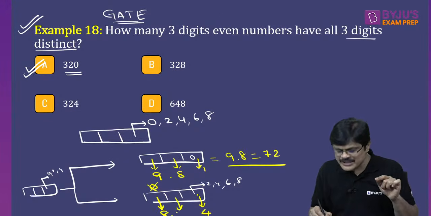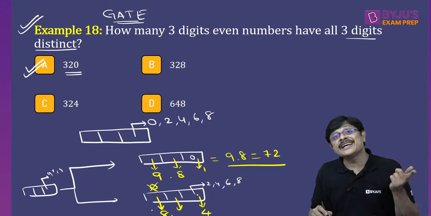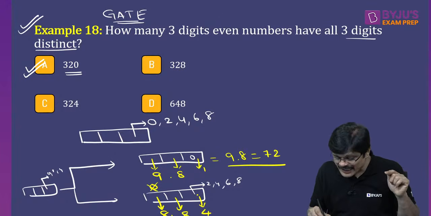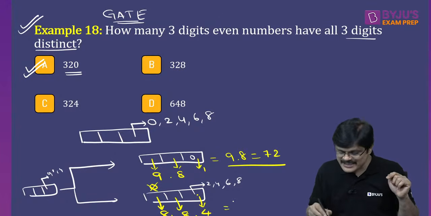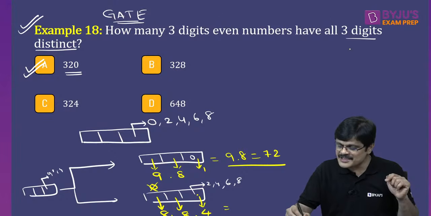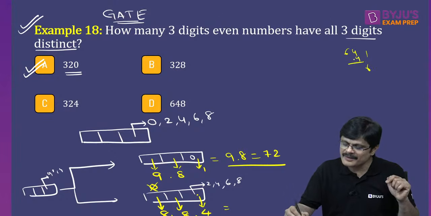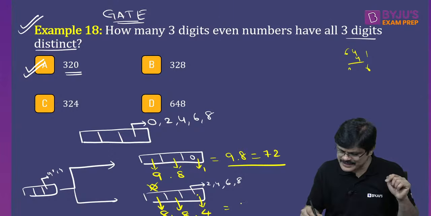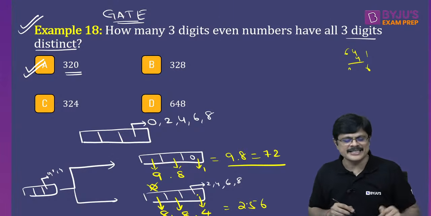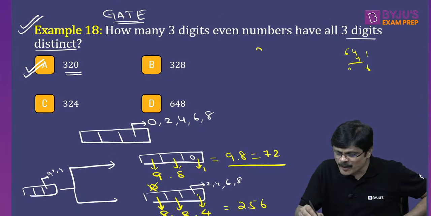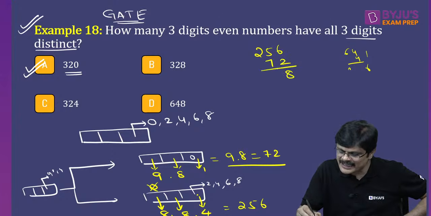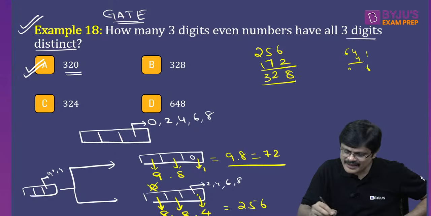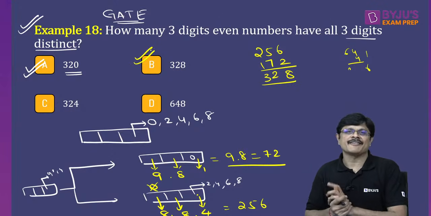Now here how many choices are we having? 7, but here 0 can come. So 7 plus 1, 8 choices. So how many ways can this happen, sir? 64 into 4, 256. This can happen in 256 ways. So the answer for this problem would be 256 plus 72, that is 328. 328 is the answer, my dear friends.